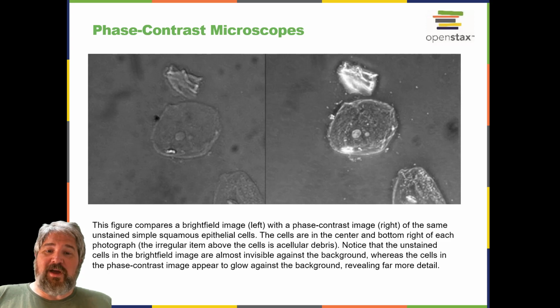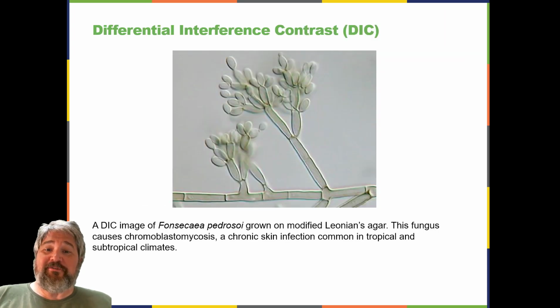Because it increases contrast without requiring stains, phase contrast microscopy is often used to observe live specimens. Certain structures, such as organelles in eukaryotic cells and endospores in prokaryotic cells, are especially well visualized with phase contrast microscopy. Differential interference contrast microscopes.